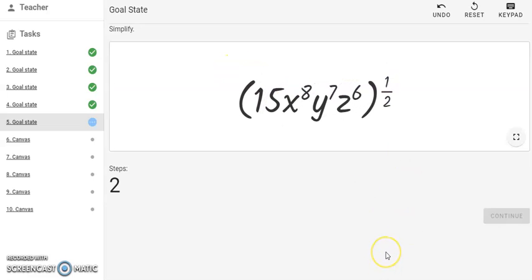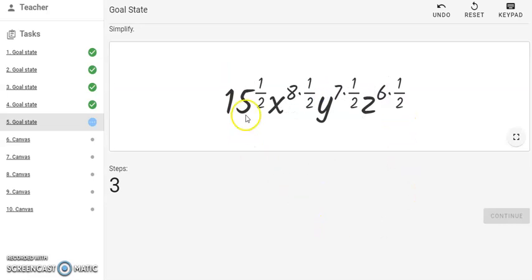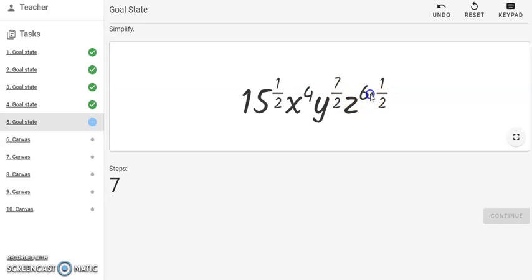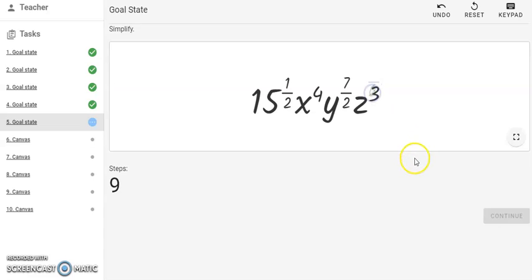So I pull the exponent out front, which should be 1/2, and I multiply all the exponents by 1/2. It's going to be 1/2 times 1, so it's 1/2. 8 times 1/2, 7 times 1/2, and 6 times 1/2. So I multiply here, I'm going to get 4. I multiply here, I get 7/2, and here when I multiply, I'll get 3.